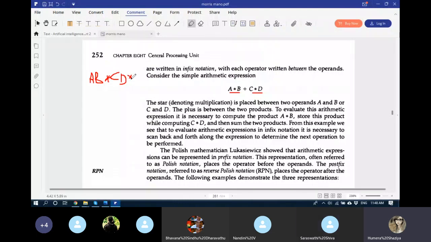Then addition. So first you get this product, then you get this product. This is the first operand, this is the second operand, and this plus is the operator. For this operator, this is the first operand, this is the second operand, and this is the operator. This is the first operand, second operand, operator, and this whole expression is the first operand, this is the second operand, and this is the operator.